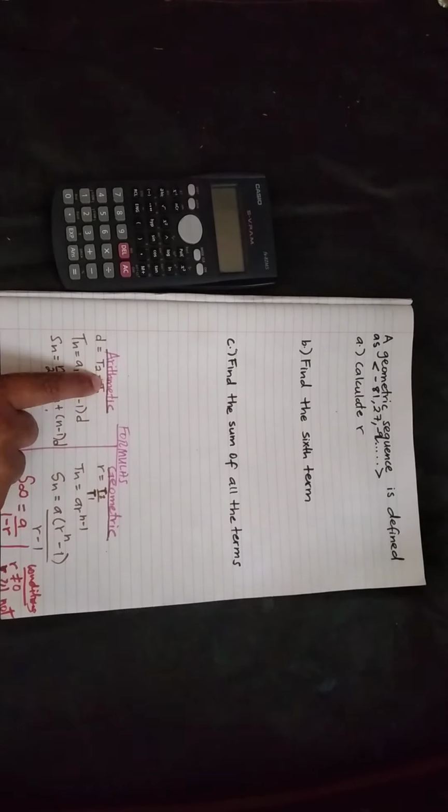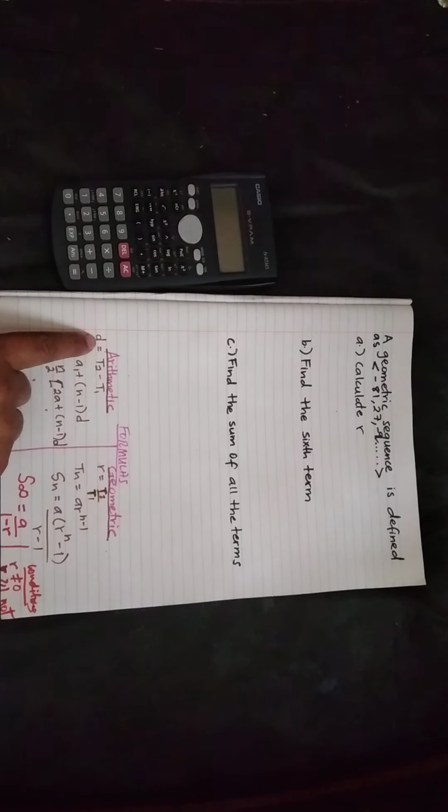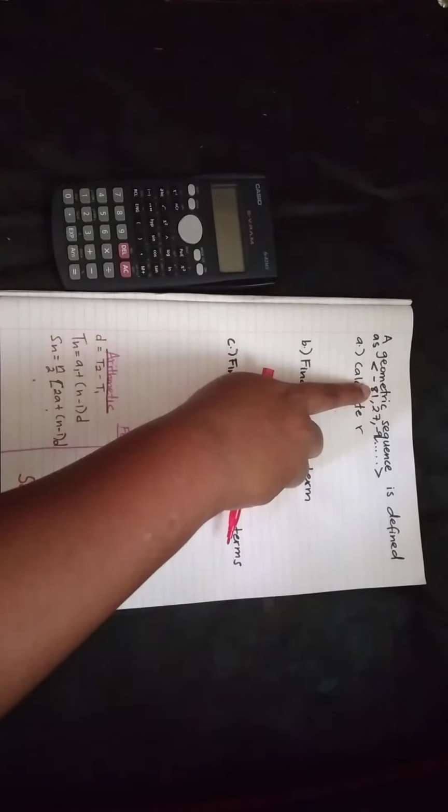But before that, I want you to be aware that there are two types of sequence. One is arithmetic sequence and the other one is geometric sequence. For arithmetic sequence, it has a common difference, and to calculate that, it is t2 minus t1. That's your second term minus your first term. So what does term mean? This is the meaning of term.